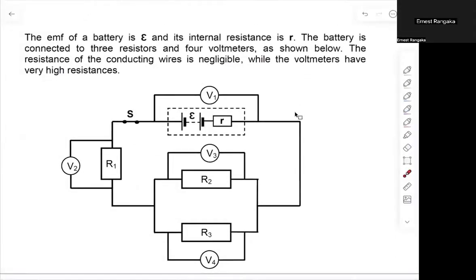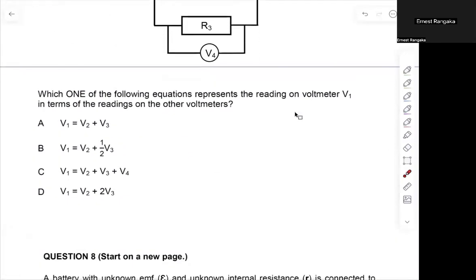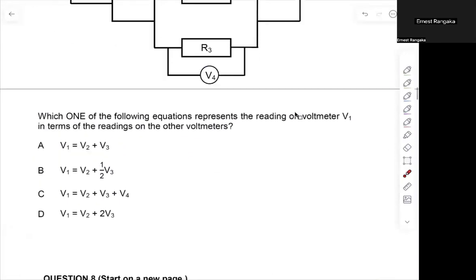So with this one I've got here, it says the EMF of a battery is E, or epsilon, which is the actual symbol there. And its internal resistance is small letter r. The battery is connected to 3 resistors and 4 voltmeters, right? So we can see 1, 2, 3 resistors, and 4 voltmeters. The resistance of the conducting wires is negligible, while the voltmeters have a very high resistance. Okay, got that? Which one of the following equations represents the reading on voltmeter V1?